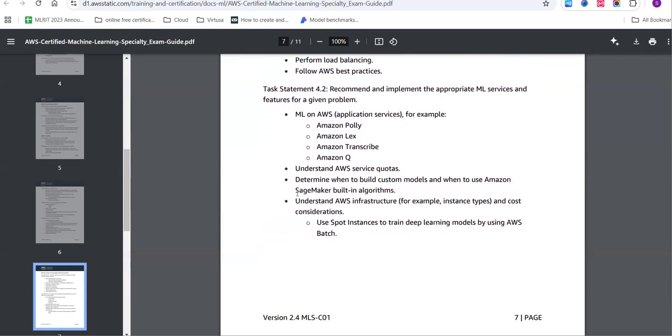And SageMaker, this is a very important service we need to understand before going to the exam, that is Amazon SageMaker. This we use to implement building, deployment, training, all the things that we can do in this SageMaker service. And apart from this, we need to consider the cost considerations as well.